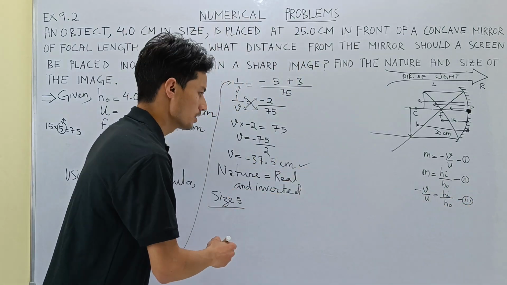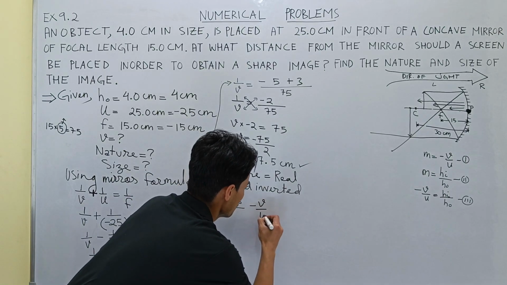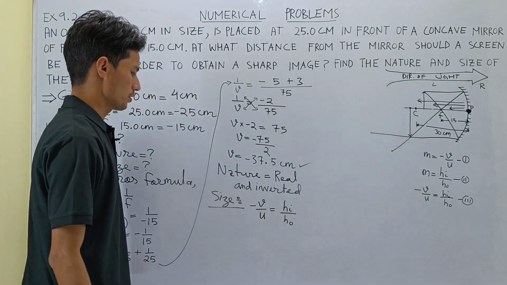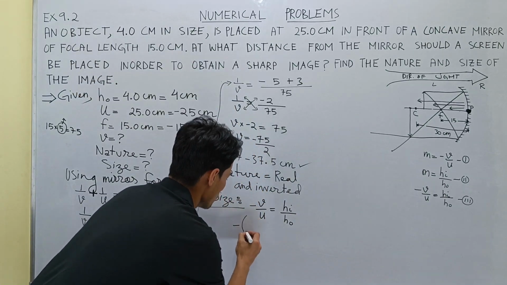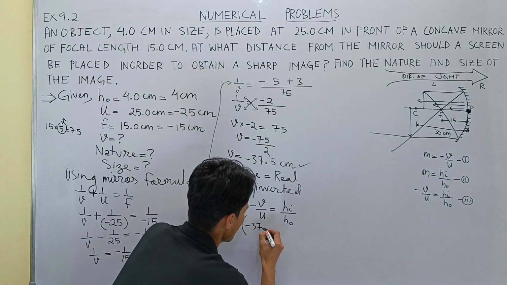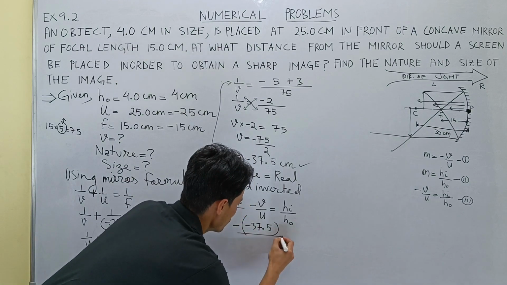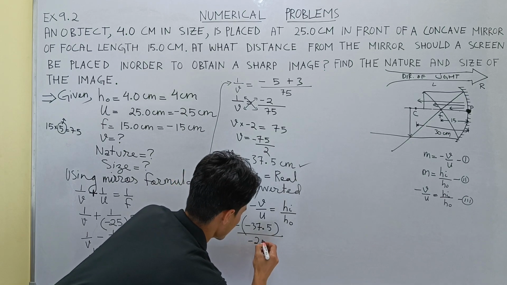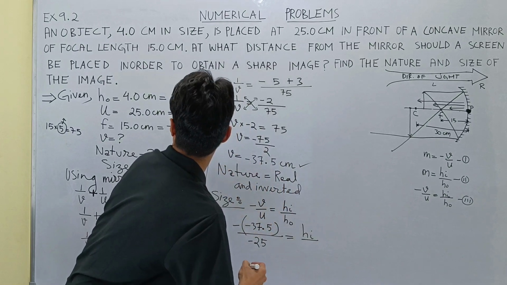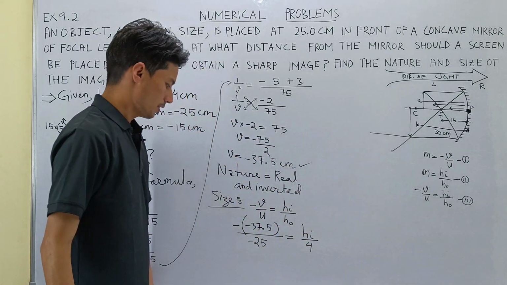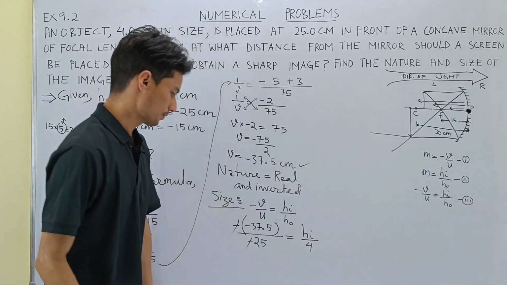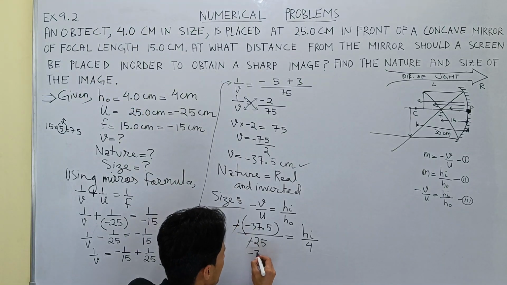Now using the third equation, minus v by u is equal to hi by ho. Put the values. From the formula, our value of v has got minus, which is minus 37.5. Then the u value is minus 25, isn't it? Yes. And this is hi. We don't know hi; we are supposed to find hi. Ho, how much is it? 4. Okay. Minus from the numerator and denominator, you cancel it. You're getting this.